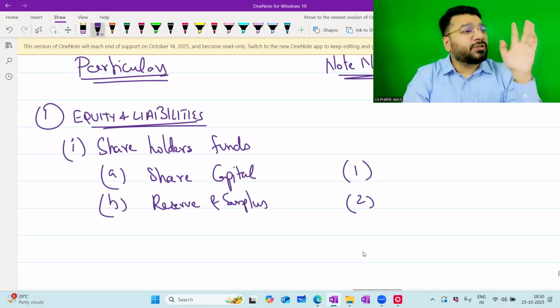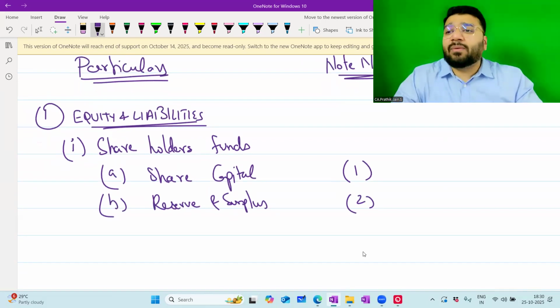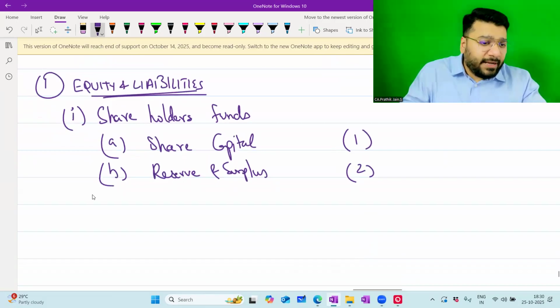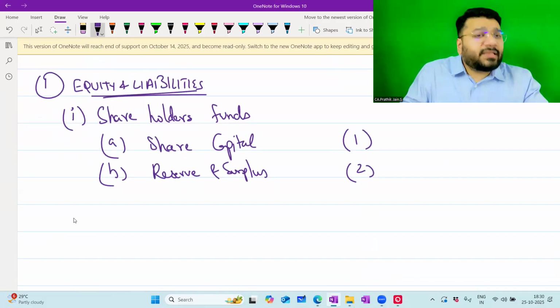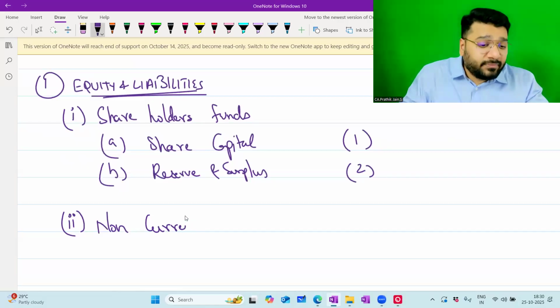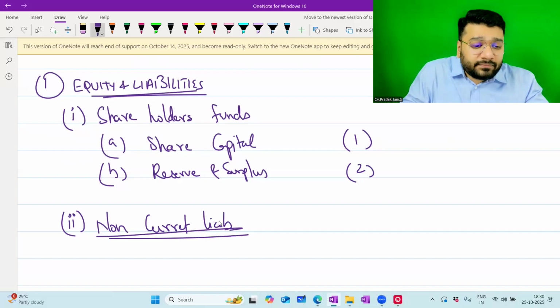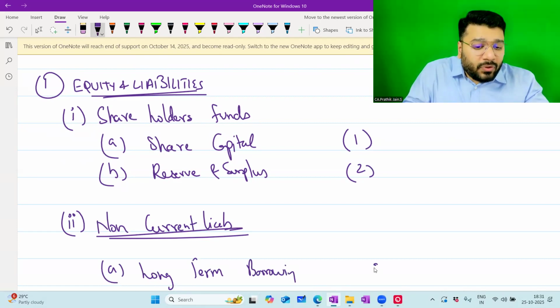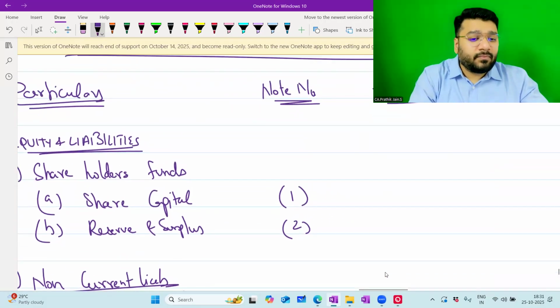C, not required. If any item is not applicable, leave it. C is what? Money received against share warrant. Leave it, not applicable. Then share application money pending allotment will come, but here not required because it is not applicable. So directly the second item is what? Non-current liability. Should I do it? Yes. Why? Because there is a 12% debenture. Non-current liability. Under that, the first item is long-term borrowing, note number 3. Now we'll go to note 1.